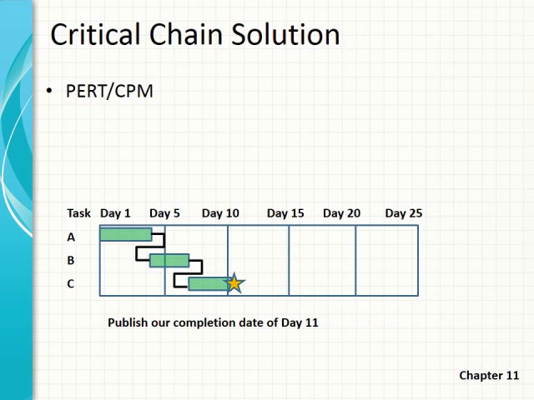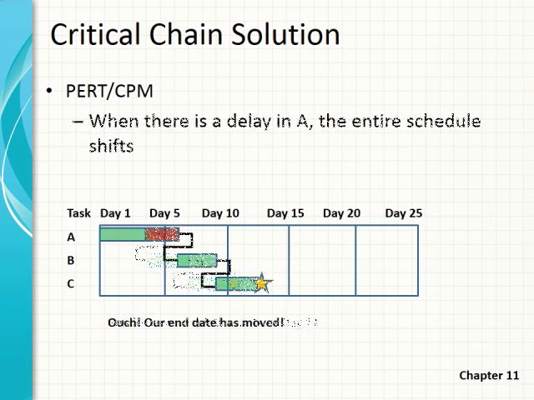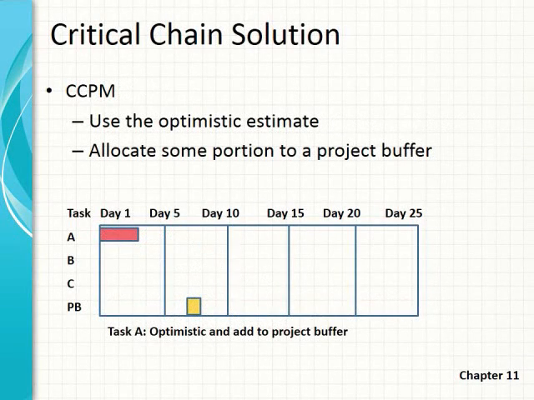Now we go and we run to our manager and we say, we're going to finish that set of activities on day 11. But what happens right out of the gate is that task A is delayed for some reason. We took a look at some of those causes of delays. Now I've got to go back to my manager and say, ouch, take a look, our schedule is moved. So how does critical chain seek to solve this problem? Well, we're using that optimistic estimate for A, but we're going to allocate a portion of our project buffer to help us as a safety buffer in case it were to delay. After all, it is an optimistic estimate.